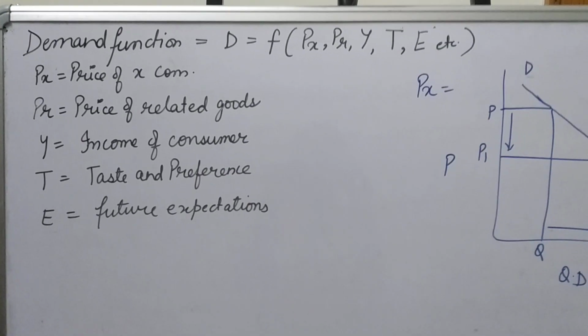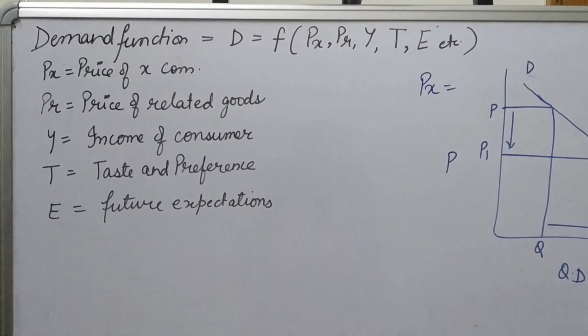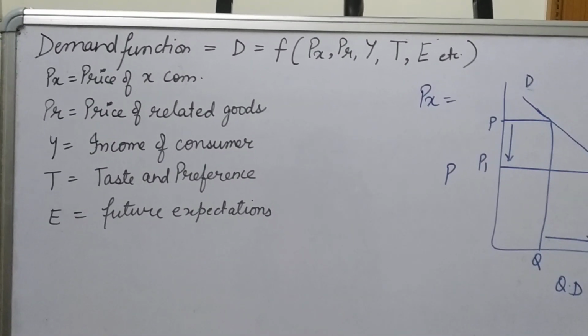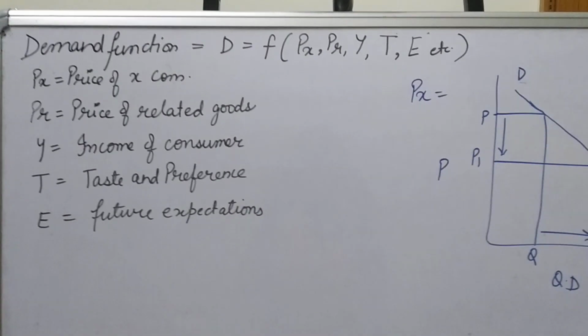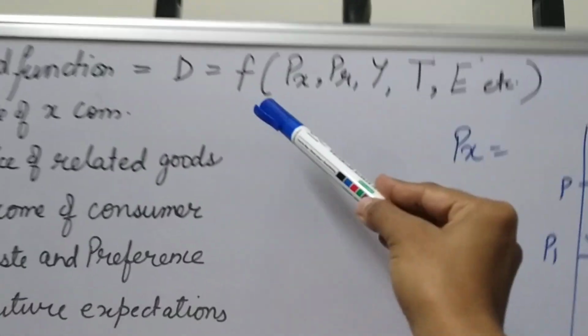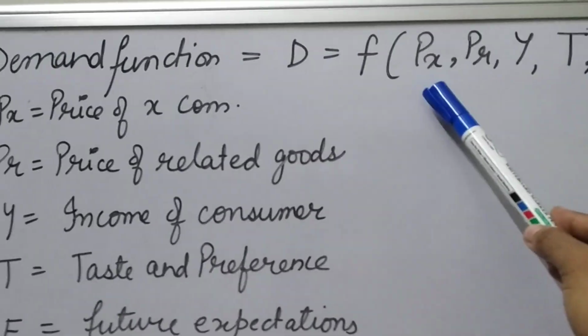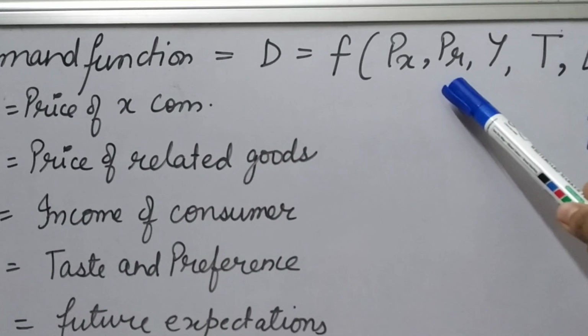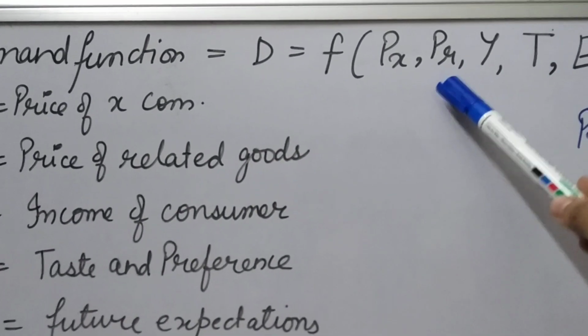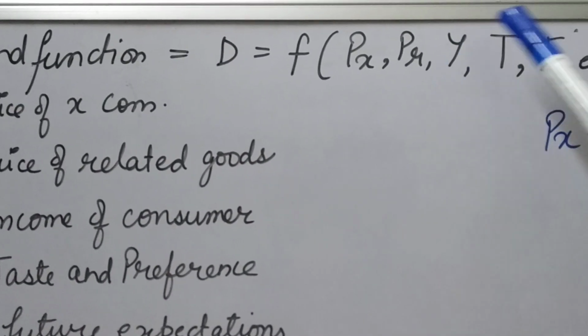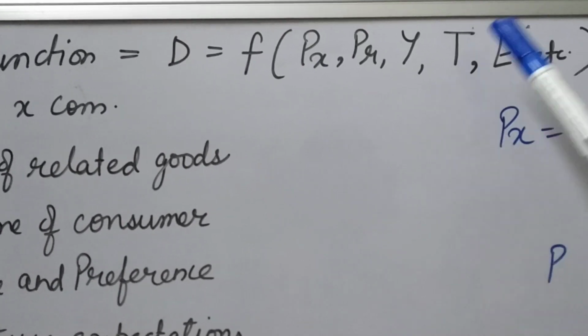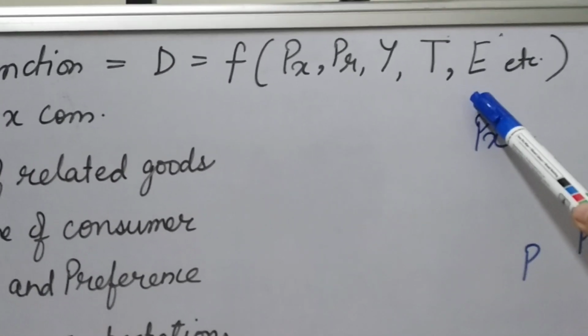Now the next topic is demand function. Demand function, that means on which factors the demand depends. So demand depends upon, first of all, Px, that is price of X commodity. Second one is PR, that means price of related goods. Y, that is income. T, taste and preferences. And E, that stands for future expectations.